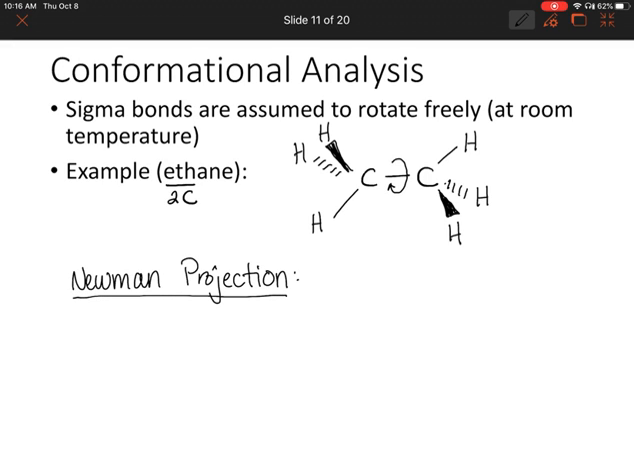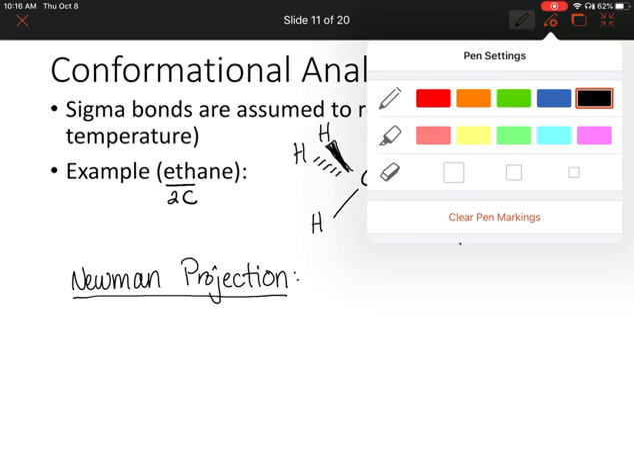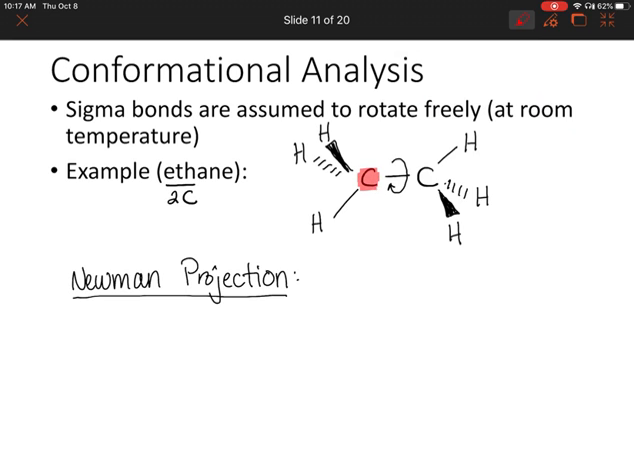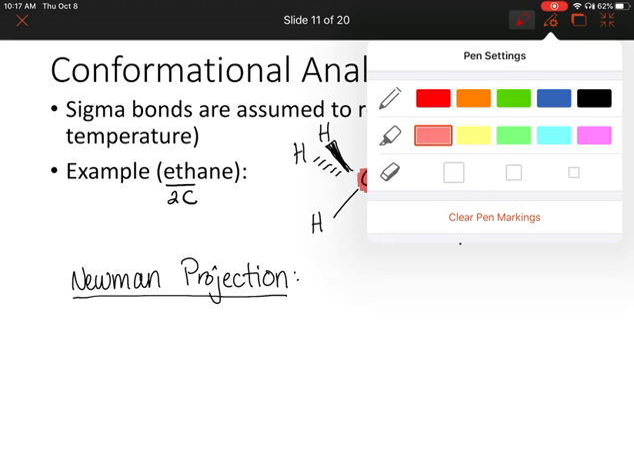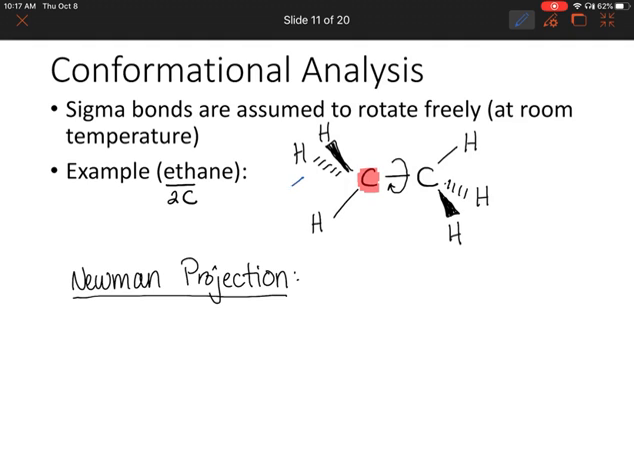So we're going to draw a Newman projection for ethane up above. And Newman projections are a little strange looking. Basically, what we do is we take one carbon, and I'm going to highlight that in red. So I'm going to highlight this carbon here on the left in red. And we're going to look at this from the side or from the front, whichever way you want to think about it. So we're going to look at it kind of through that carbon-carbon bond.